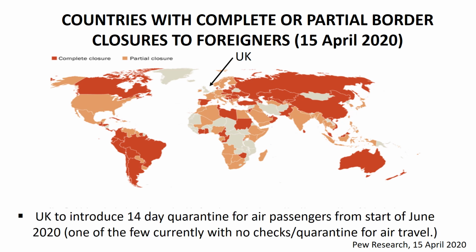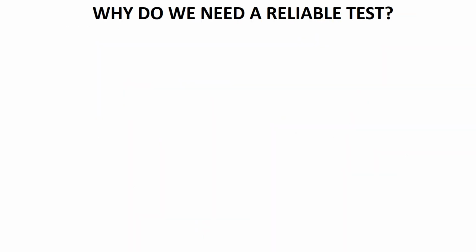Now, the UK is going to introduce not complete border closure, but a 14-day quarantine for air passengers from the start of June 2020. And it's currently one of the few countries that has no checks or quarantine for air travel. Now, you might say this is a case of closing the stable door after the horse has bolted, but I couldn't possibly comment.